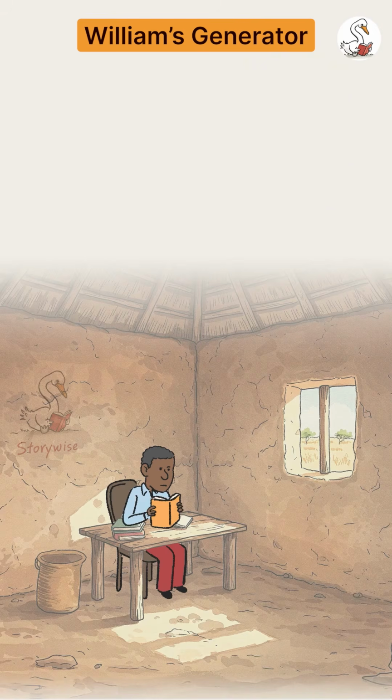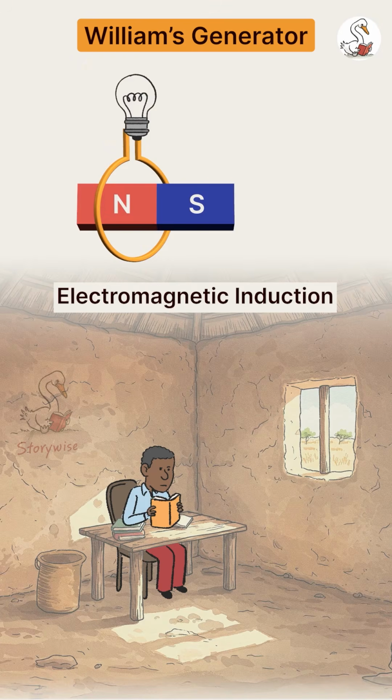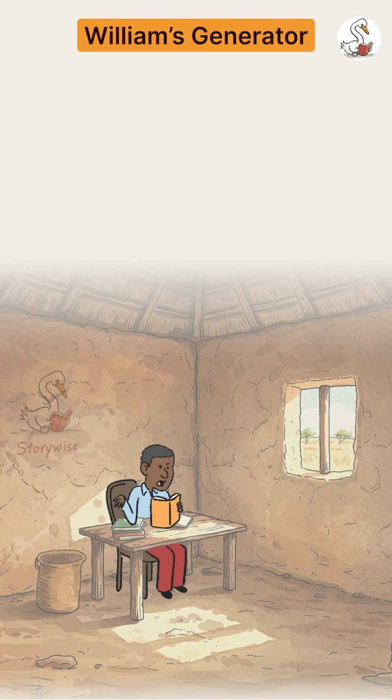When William read his physics book, he learned that changing the magnetic field in a closed loop of a conductor causes electricity to flow in it. This is called electromagnetic induction. "But how does the magnetic field change in a dynamo?"